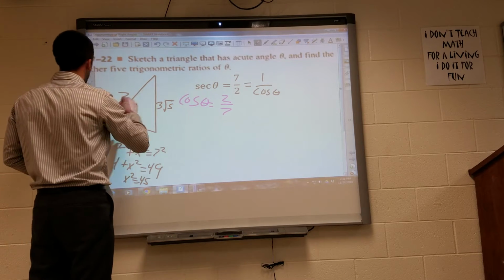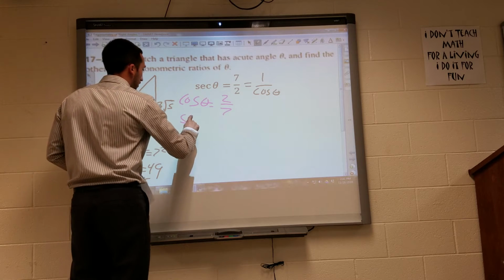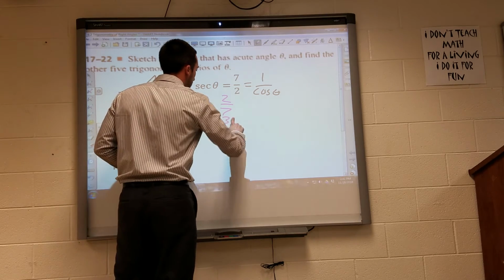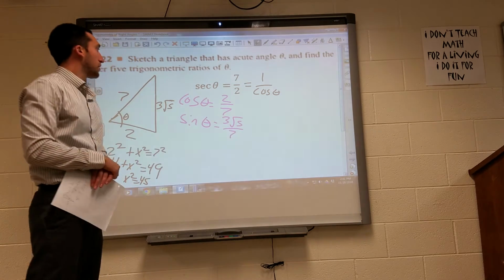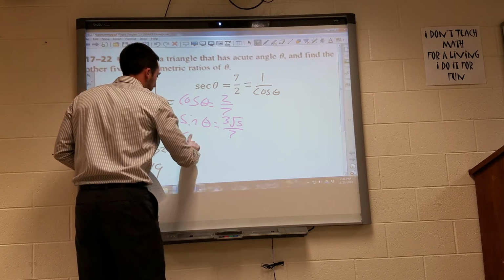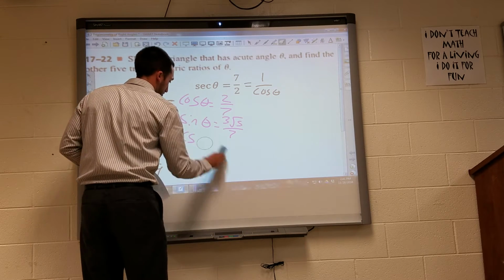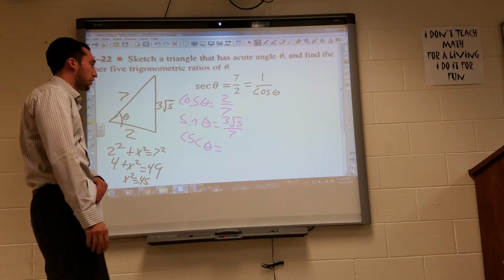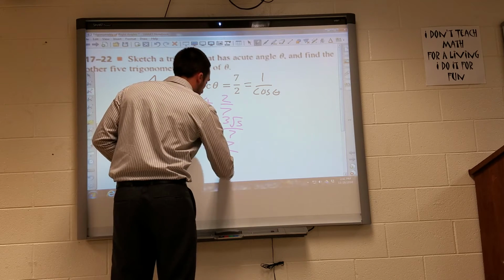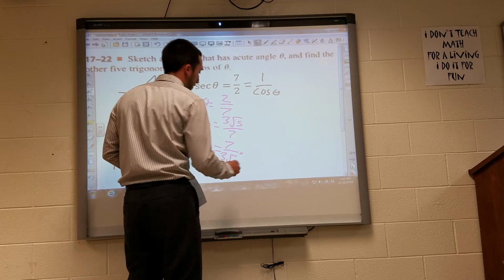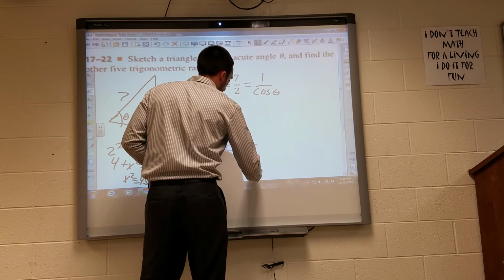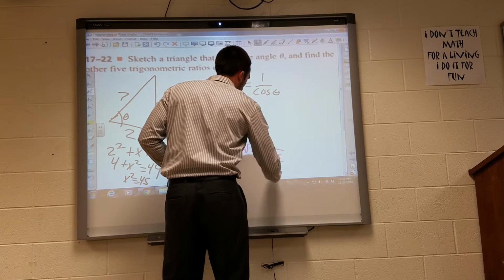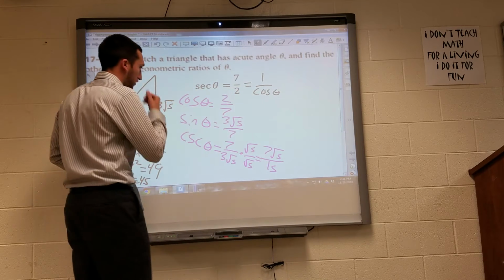So I already have secant, I already have cosine, so sine of theta is opposite over hypotenuse, so that's 3 radical 5 over 7. Then I have cosecant theta, which is just sine flipped over, so that's 7 over 3 radical 5. Alright, I can't have a radical in the denominator, so I'm going to multiply by radical 5 over radical 5. That gives me 7 radical 5 over 15 for my cosecant.